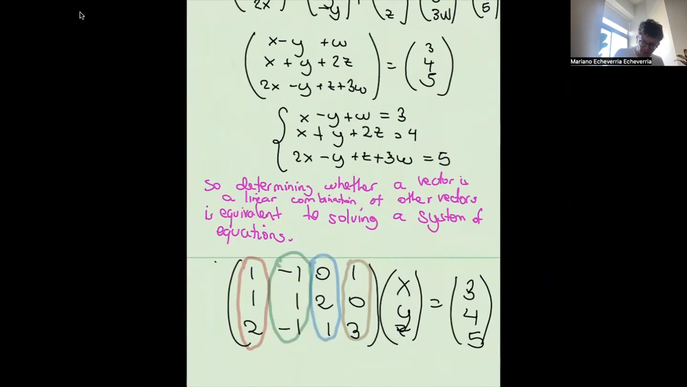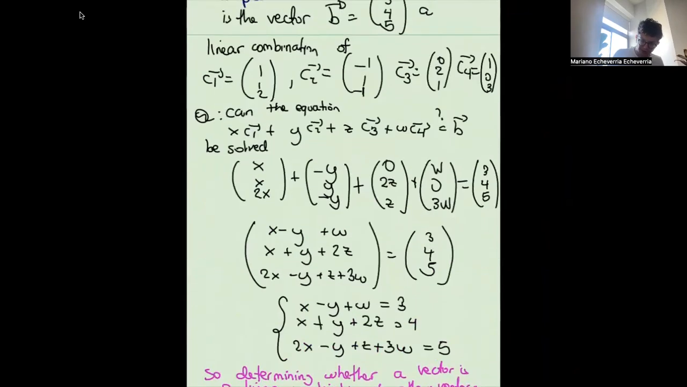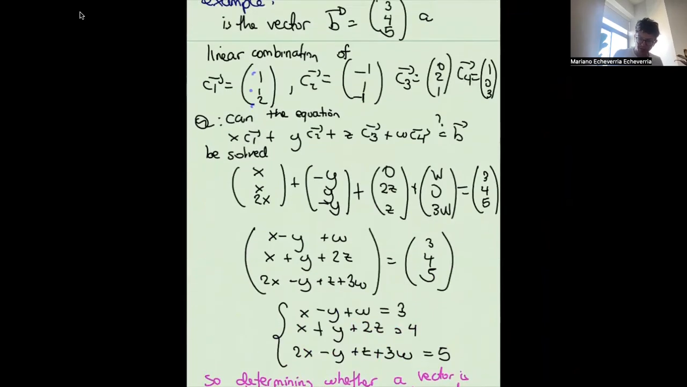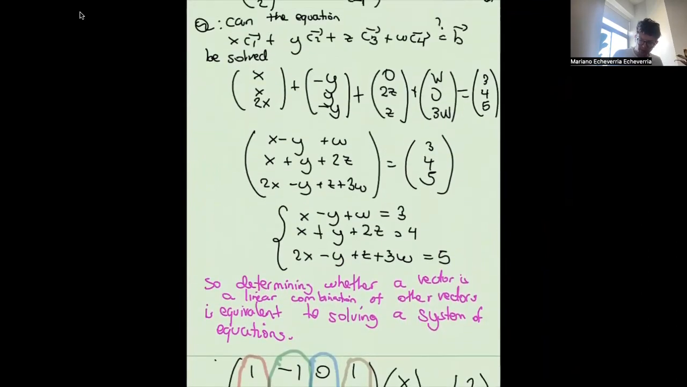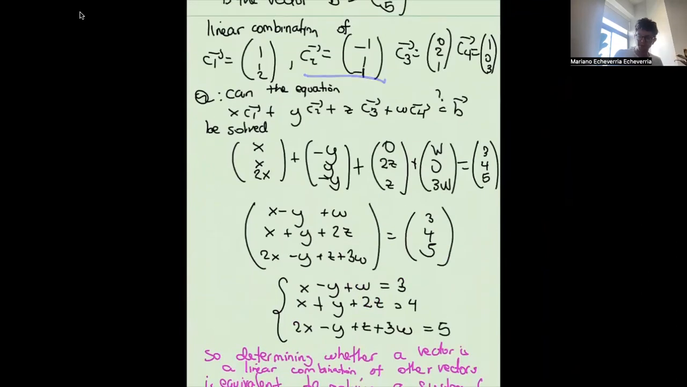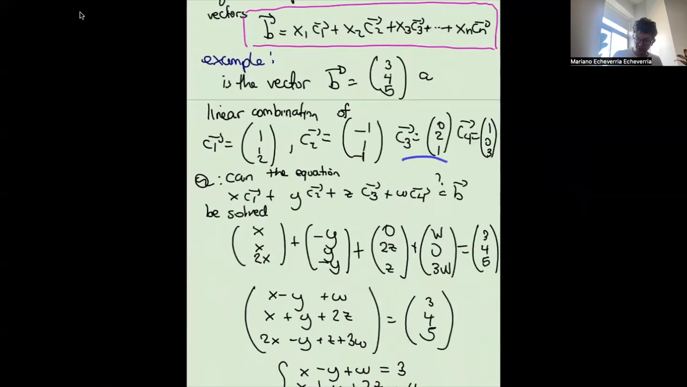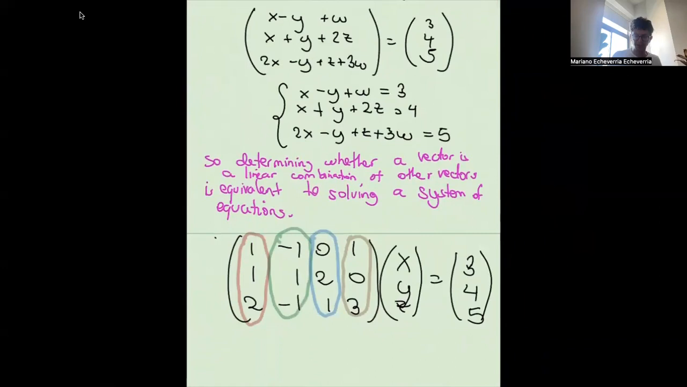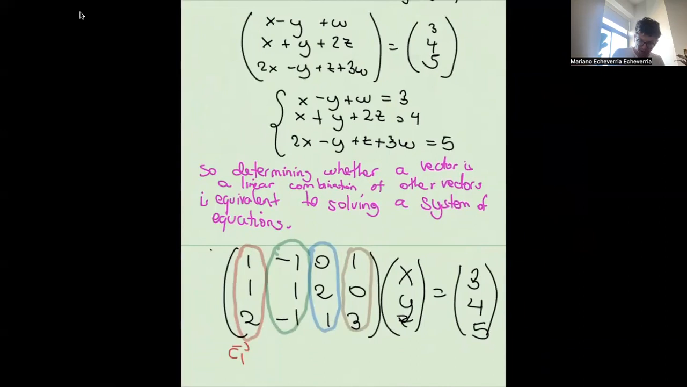The first column is 1, 1, 2, and that's the vector 1, 1, 2 here. The second column is negative 1, 1, 1, which is the second vector here. The third column is 0, 2, 1, which is what you see here. And the fourth column is 1, 0, 3. So that's why I was calling the vectors C1, C2, C3, C4, because the C stands for columns. So these are literally the same vectors that we started with.